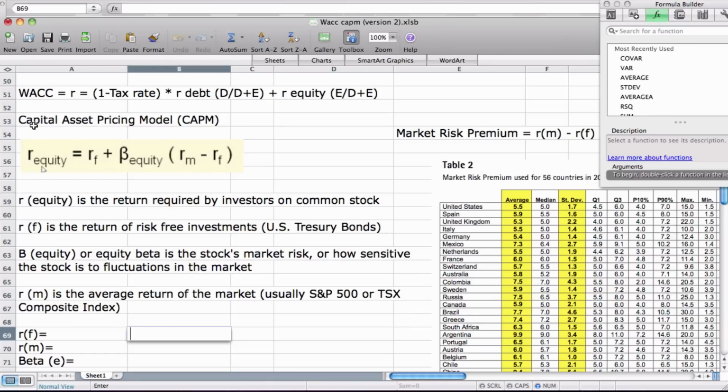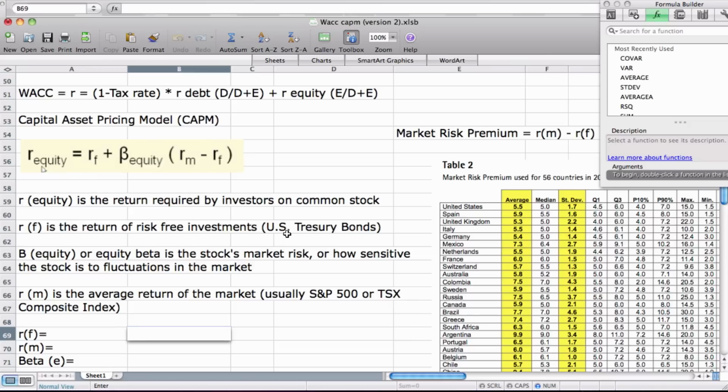In the previous videos, we went over weighted average cost of capital, and I said that the hardest number to find is the return required by investors, or the R equity. So in this video, we're going to use the capital asset pricing model shown here to find the value for R equity.